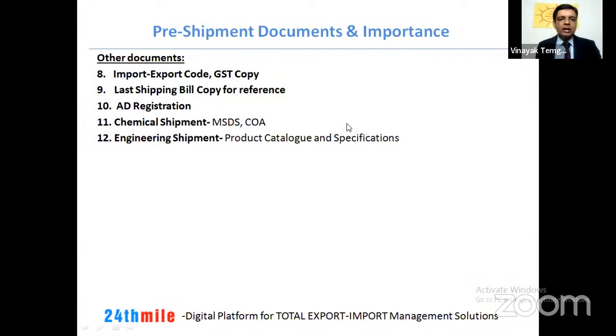Also, there are other documents we have to submit: IEC code, GST, last shipping bill, AD registrations. In the case of chemicals, we have to submit MSDS and COA. In the case of engineering shipments, we have to submit the product catalog and specification at the time of clearing the goods. So these are the documents to be submitted to process the customs clearance.